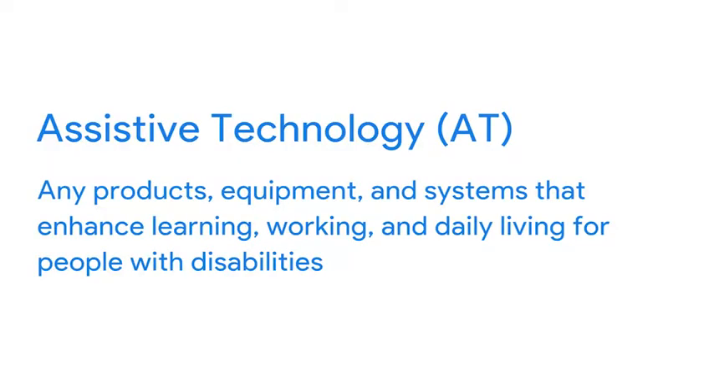Earlier, we discussed the concept of accessibility. Now, we'll explore the various assistive technologies that can empower anyone with a disability. The term assistive technology, or AT for short, is used to describe any products, equipment, and systems that enhance learning, working, and daily living for people with disabilities.